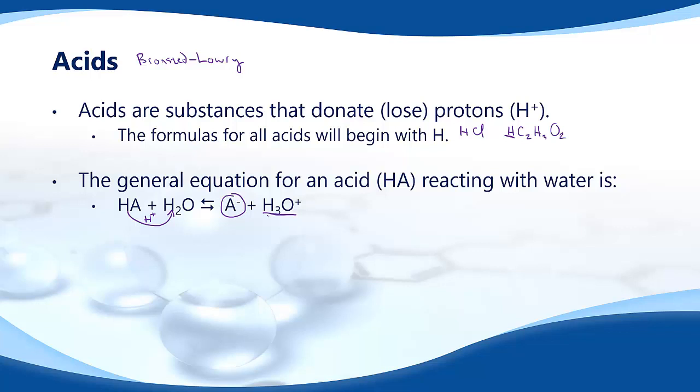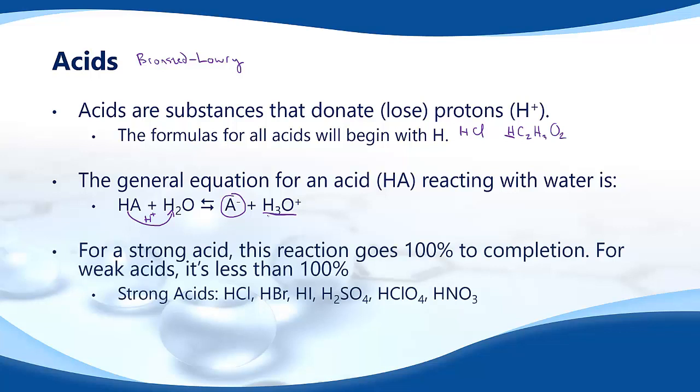Now we can further subdivide acids into strong acids and weak acids. A strong acid is when 100% of the HA molecules give up their proton. Right, so all the HA will react to form A-. That means it's strong. For a weak acid, only some of it will. You'll still have some of your original acid remaining.